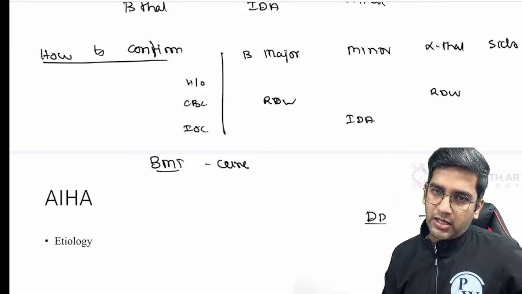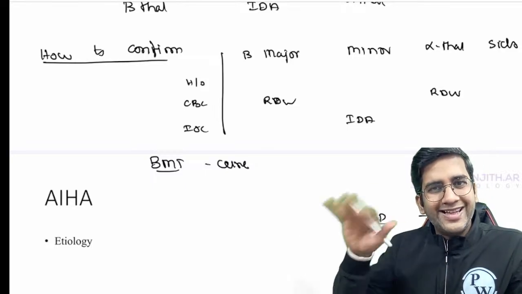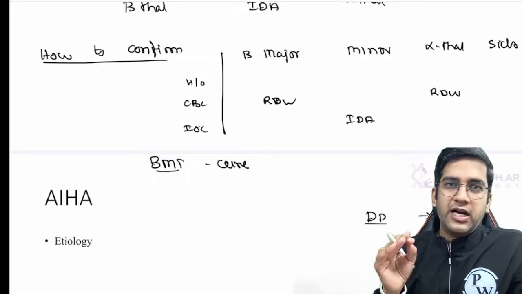Alpha thal's RDW will be the same as beta thalassemia. It will be normal, in the normal range. Inherited anemias, RDW will be normal. Acquired or nutritional deficiency anemias, RDW will be wider.